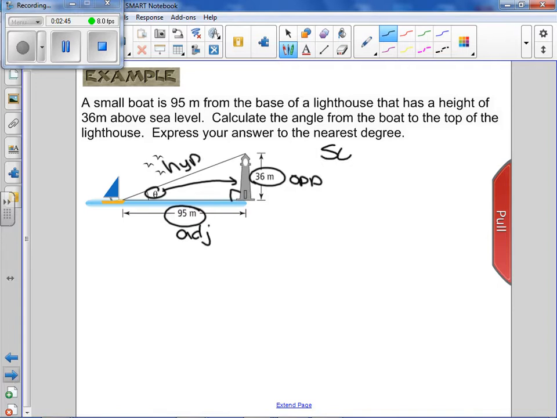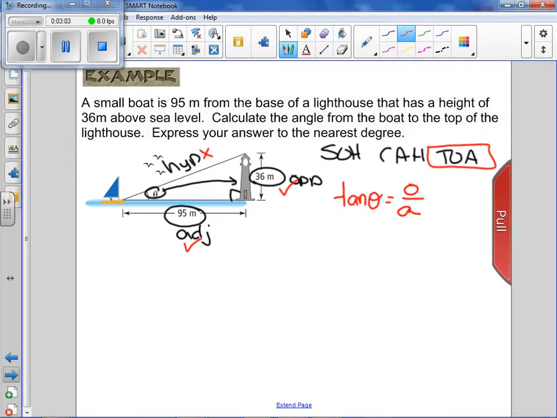So I go to SOHCAHTOA. What do I need? I don't need the hypotenuse because there's no number there. But I do need the opposite and I do need the adjacent. So I need O and A. O and A are found here in TOA, which stands for tan. O on top, A on the bottom. So now I fill it in. I do not know the angle, but I know that the opposite is 36, and I know that the adjacent is 95. So because I'm trying to find an angle, my first step is to divide.